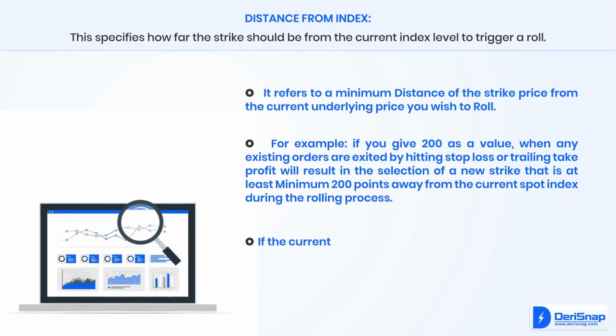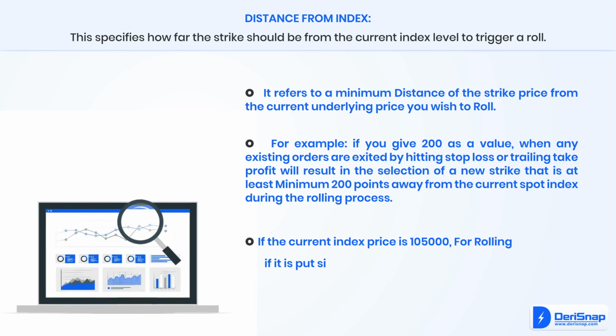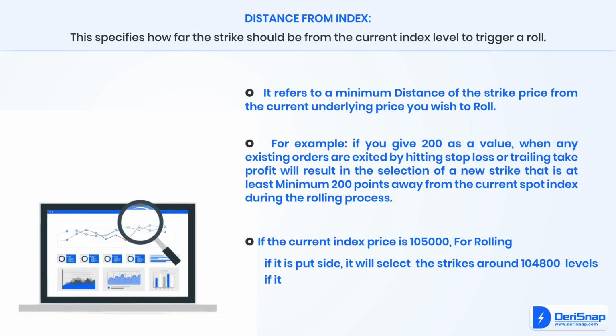If the current index price is 105,000 for rolling, if it is put side, it will select the strikes around 104,800 level. If it is call side, it will select the strikes around 105,200 levels.